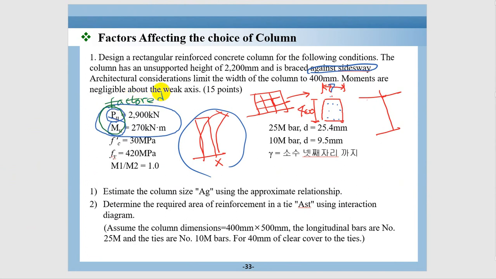So we take this as a factored axial load and factored moment, and concrete compressive strength and rebar yield strength are given: 30 megapascal, 420 megapascal. And the moment top and bottom are the same. Moment that the column receives at top and bottom are the same.